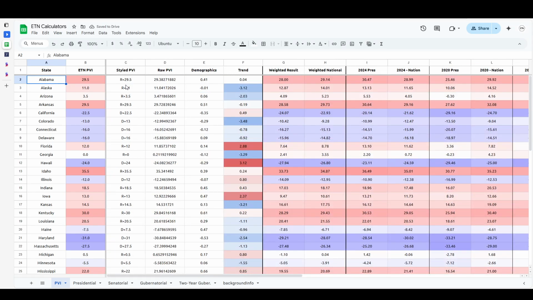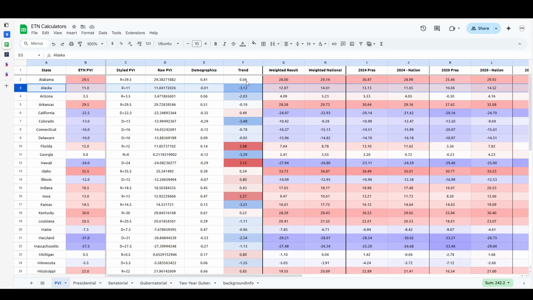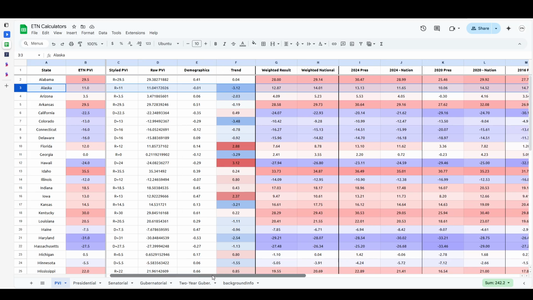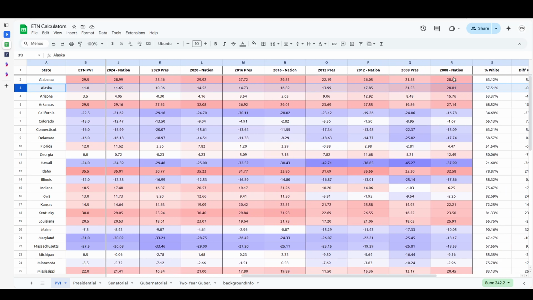So then moving over to the next state, Alaska. This is a left trending state. 3.12 to the left. You can see here that it voted 28 points to the right of the nation in 2008, all the way to 17 in 2012. It does help that John McCain's running mate was from Alaska. So that helps. It actually almost voted as far to the right as Alabama did, but then it jumped very far to the left, continued moving to the left, and has moved left ever since.